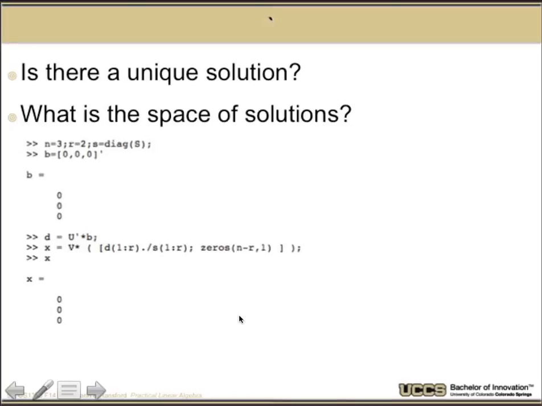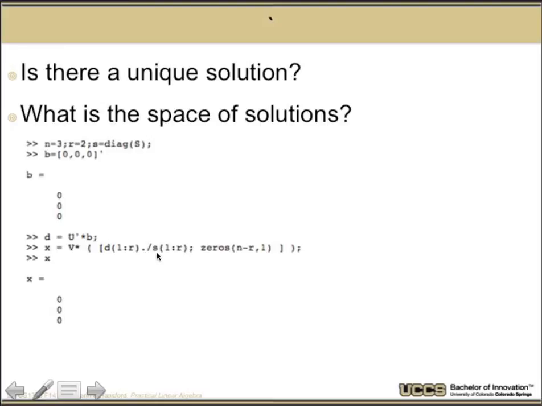So to get the space of solutions, I'm going to take 0 from my right-hand side. I'm going to multiply it by U inverse, and I'm going to take only the parts of our singular value matrix that are not equal to 0. So in this case, I'm just going to use the notation D from 1 to R, where R is the rank. And we already just said the rank is 2. I didn't compute it, but I could have.